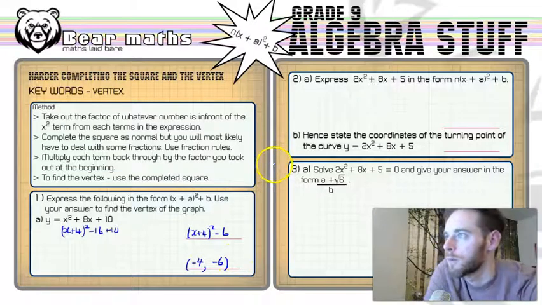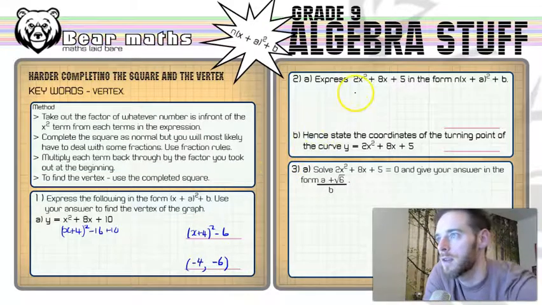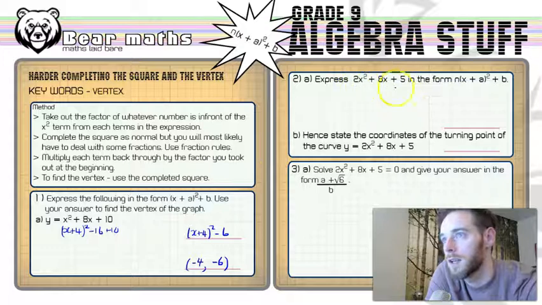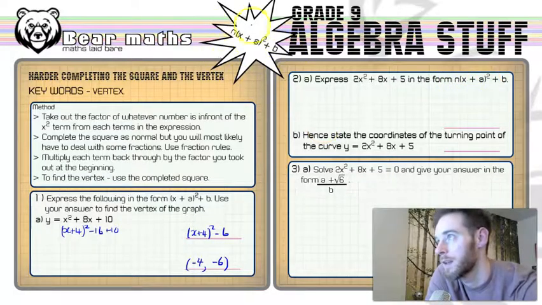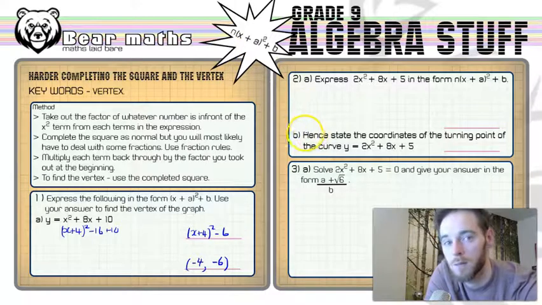Okay. Moving over to question 2, we've got 2 things to do. Express this quadratic in the form of n(x plus a) squared plus b. This is just saying that there's going to be a number in front of the completed square. Okay, and I'll put that there in the kind of starry shaped thing at the top.